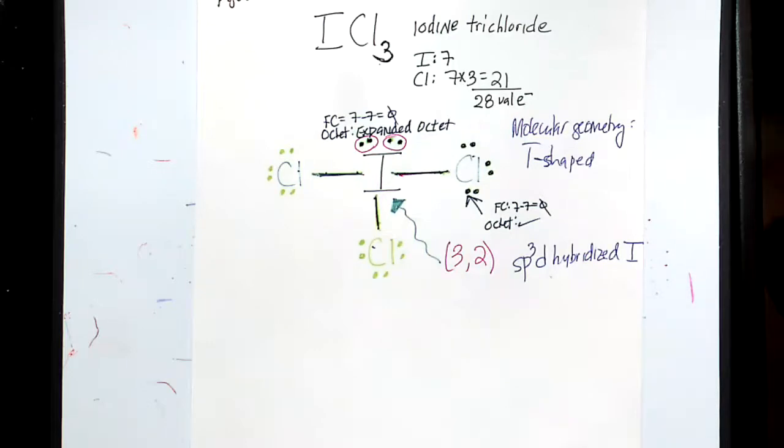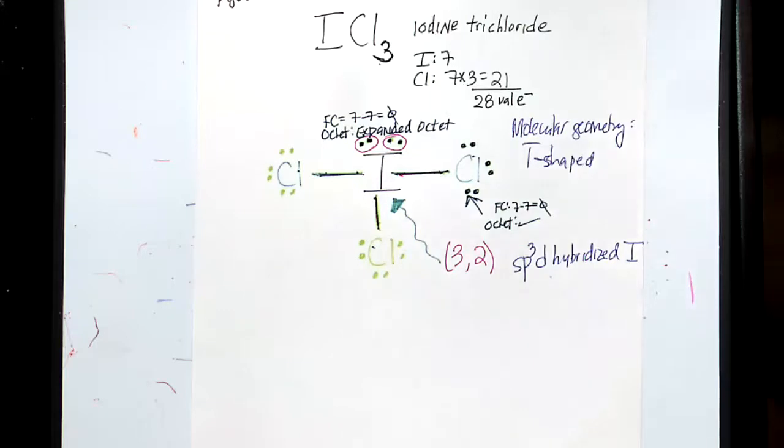So 2 lone pairs. 1 lone pair is coming towards you guys. The other lone pair is coming in the back of me. Okay? So T-shaped. It's also coming at an angle. You see how it's coming at an angle? This one here is coming at an angle.